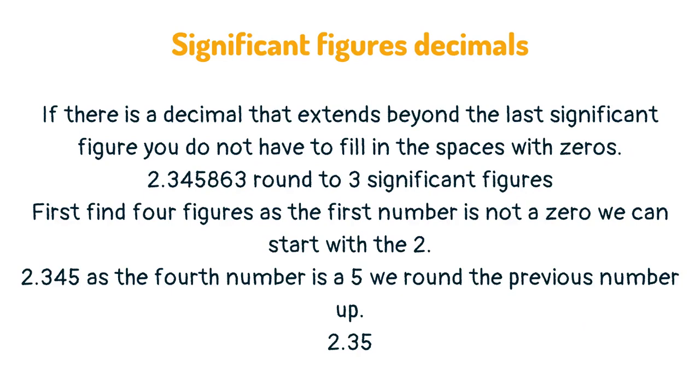2.345863 round to 3 significant figures. First find 4 figures. As the first number is not a 0, we can start with the 2. 2.345. As the fourth number is a 5, we round the previous number up. 2.35.